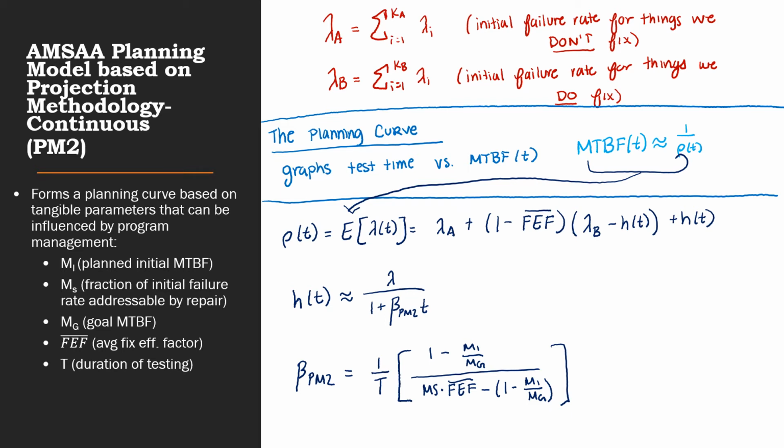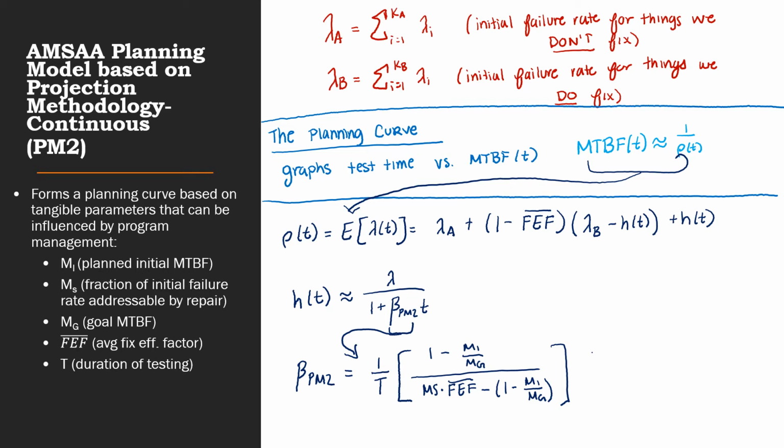Now, this beta sub PM2 is equal to this expression here, where we see a lot of our tangible parameters that can be influenced by program management. So we have our M sub I, our M sub G, MS, and FEF bar. So what does this mean?